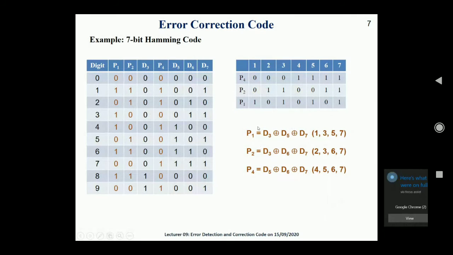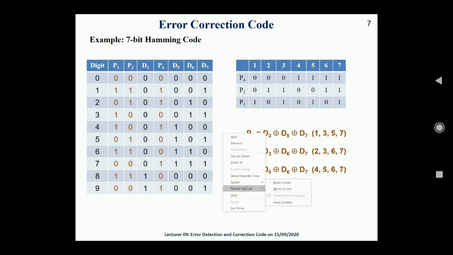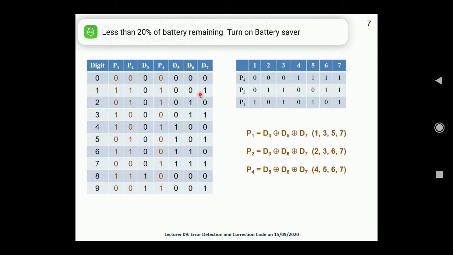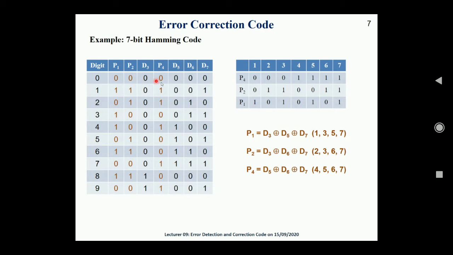See here, at first what happened? At first, how are we getting P1? P1 means D3. What is the value of D3? D3 is 0. And after that, what happened? P1 next is modulo 2 D5. So D3 is 0, D5 is 0, and D7 is 0. So 0 modulo 2, 0 modulo 2, value is 0. So here we are putting P1 equal to 0.